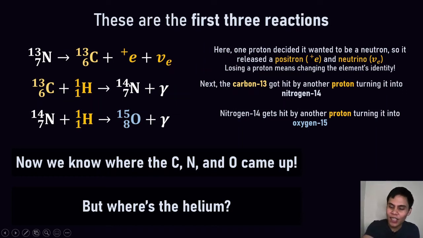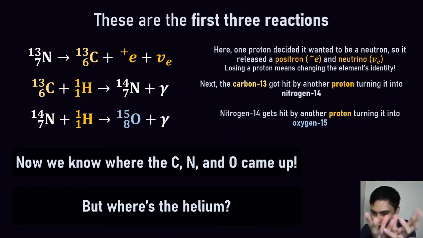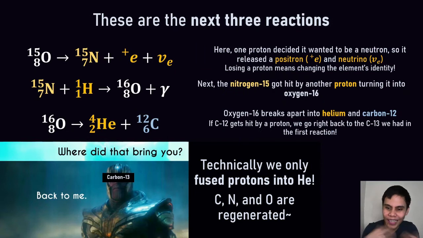Now, if we take that stable nitrogen, nitrogen-14, and we add another proton to it, we get oxygen-15. So again, same as earlier, if we just add the top numbers, we get 15. Add the bottom numbers, we get 8. That's how we get oxygen-15. Now, oxygen-15 is also an unstable isotope of oxygen, so it will radioactively decay into something else. So this is just the first 3 reactions. Now we move on to the next 3 reactions.